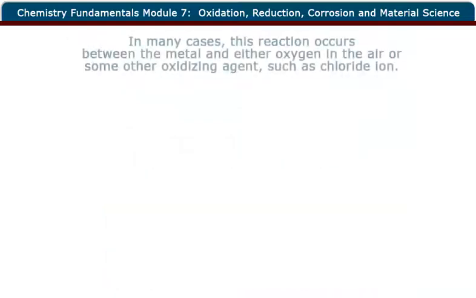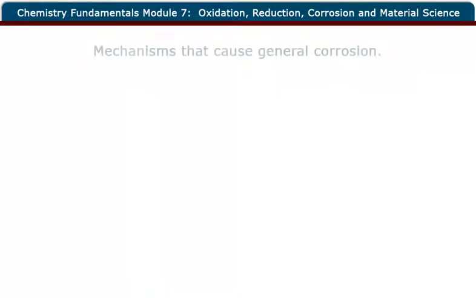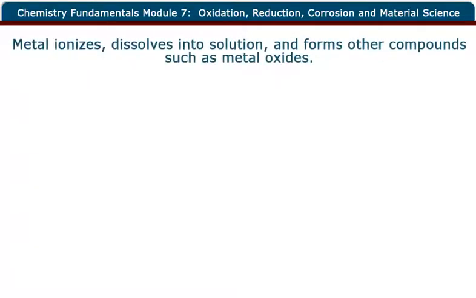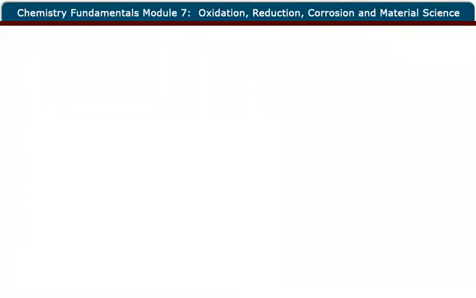In many cases, this reaction occurs between the metal and either oxygen in the air or some other oxidizing agent, such as a chloride ion. The mechanism by which general corrosion occurs is the metal ionizes, dissolves into solution, and may form other compounds such as metal oxides. For example, the rusting of iron.